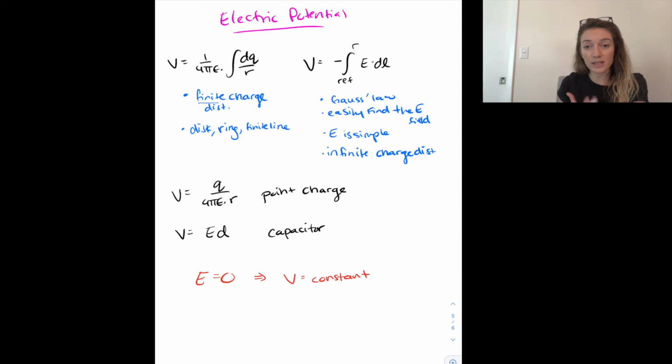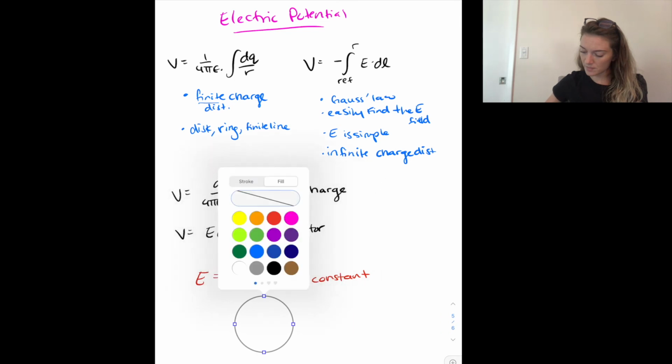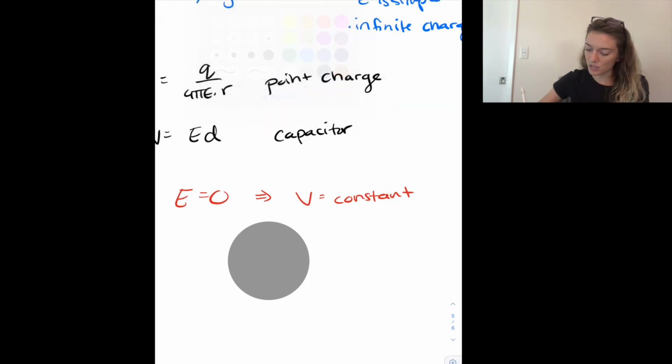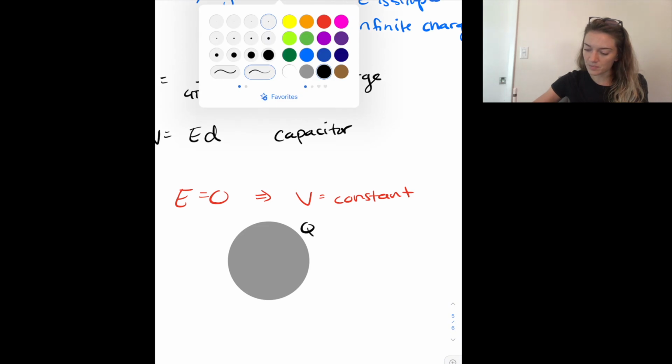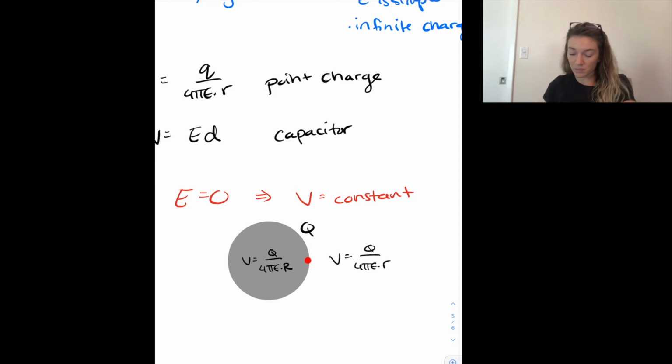So for example, if you're inside a conducting sphere, let's say a solid conducting sphere with a charge Q sitting on the surface, the potential V will be equal to Q over 4 pi epsilon naught r outside, and then V will be equal to a constant inside. And now the constant will be the value of the potential at the surface.